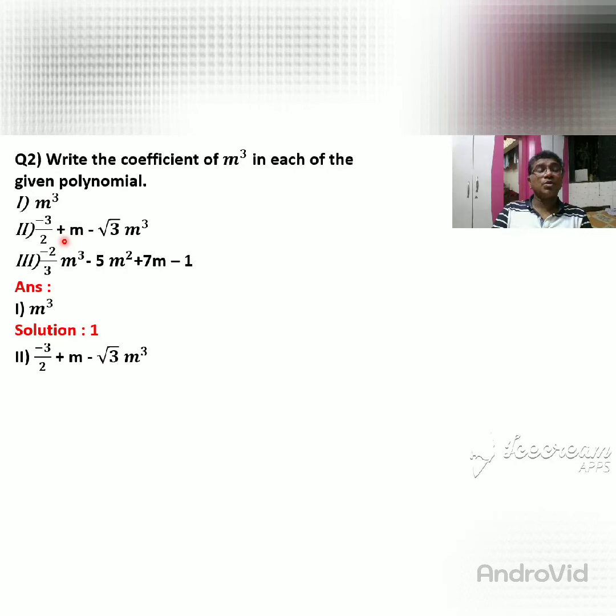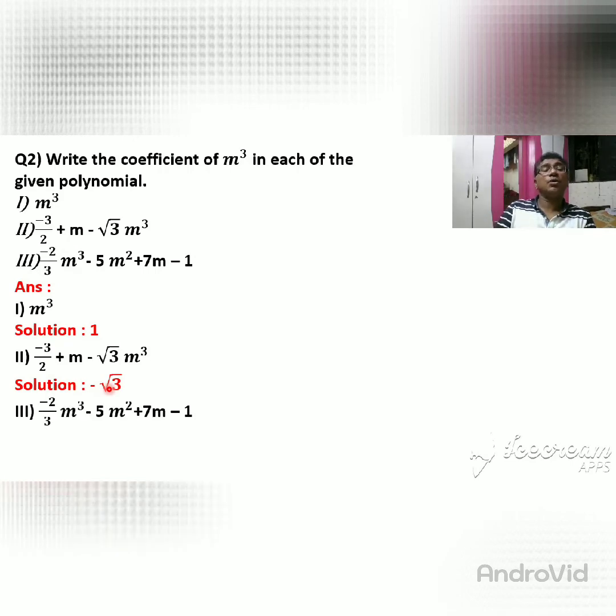What is it? Minus 3 upon 2 plus m minus root 3 m cube. So whether it is a polynomial or not, that you want to write. So here you want to write the m cube coefficient. So see, in this problem, what is the m cube coefficient? See, this is the m cube. Root 3. So here we write minus root 3.